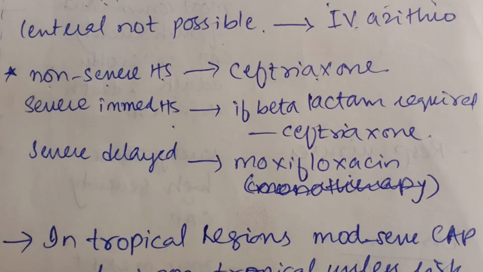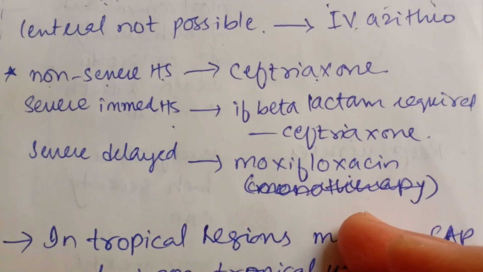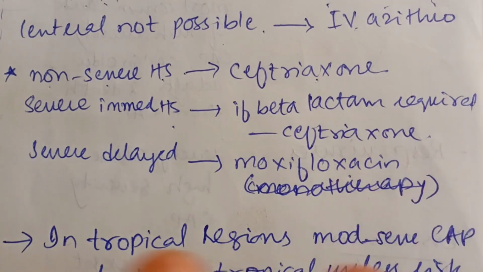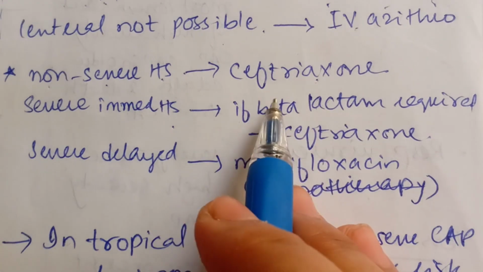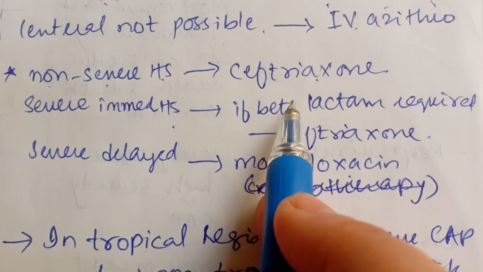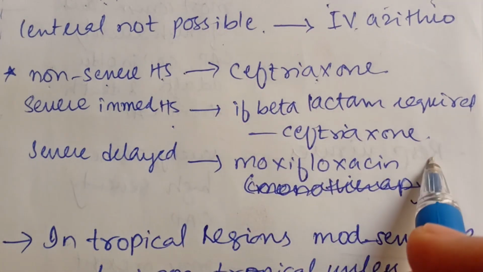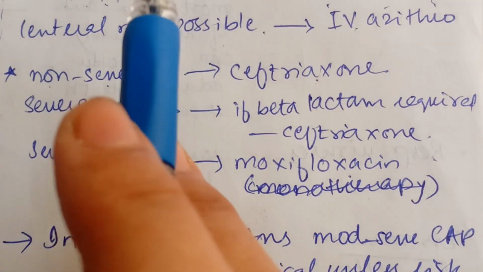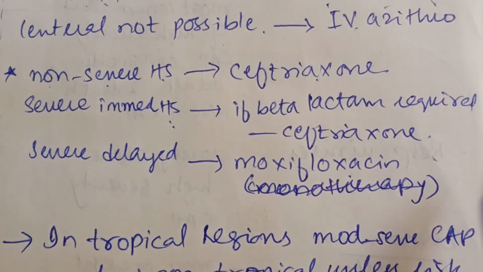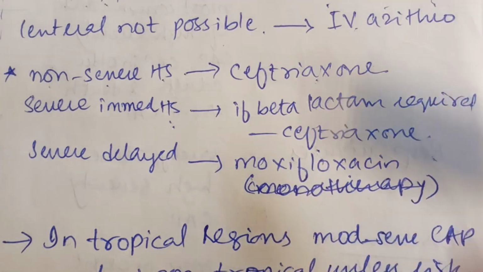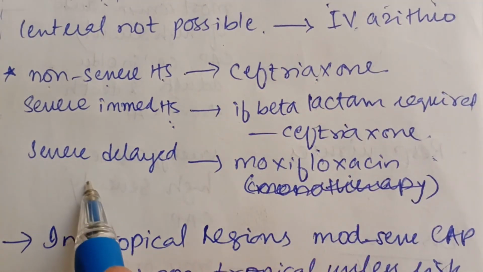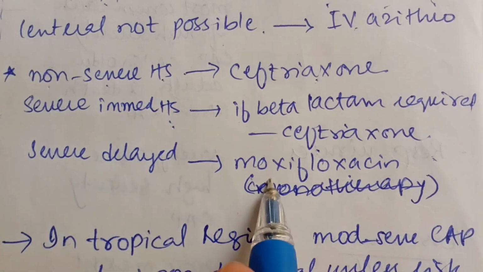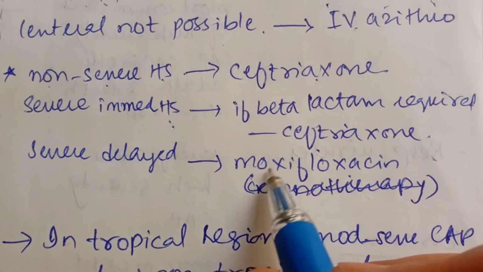But if the patient has severe hypersensitivity reactions, penicillin is already contraindicated if the patient has any kind of penicillin allergy. But in case of severe hypersensitivity reactions to penicillins, cephalosporins can also get contraindicated. But if the patient has a severe immediate hypersensitivity reaction to penicillin and the patient has to have a beta lactam, the patient can have ceftriaxone. I'm talking about the moderate severity community acquired pneumonia. But if there is a severe delayed reaction, cephalosporin is completely contraindicated and the patient would have moxifloxacin.